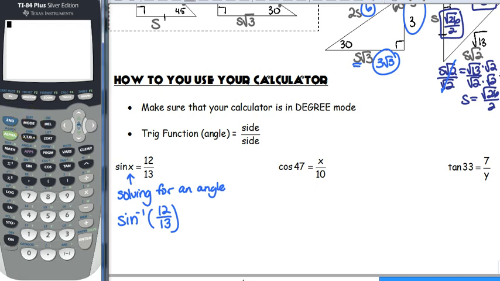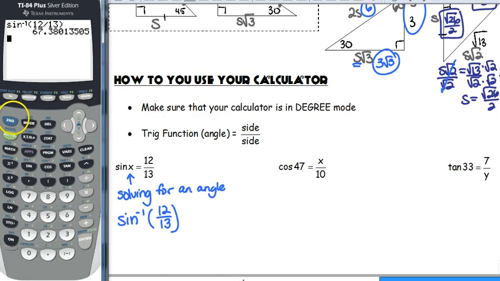So we go back to our home screen. We have sine. Right above sine, you see the inverse sine, so we hit second sine. 12 divided by 13. We hit enter, and that is going to give us our angle in degree mode. Now in geometry, you always round it to the nearest degree. We're going to learn something a little bit new. We're going to go into degrees and minutes. And you're lucky in the fact that your calculator will do this for you.